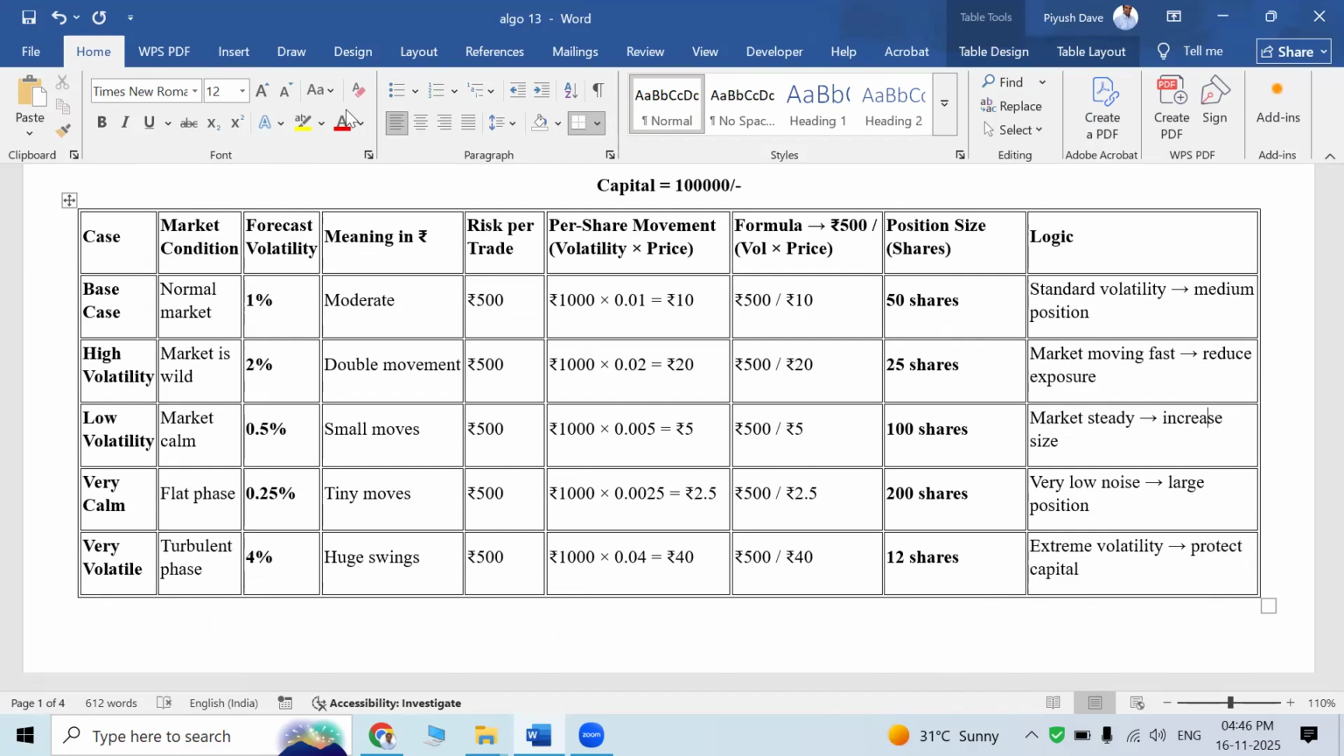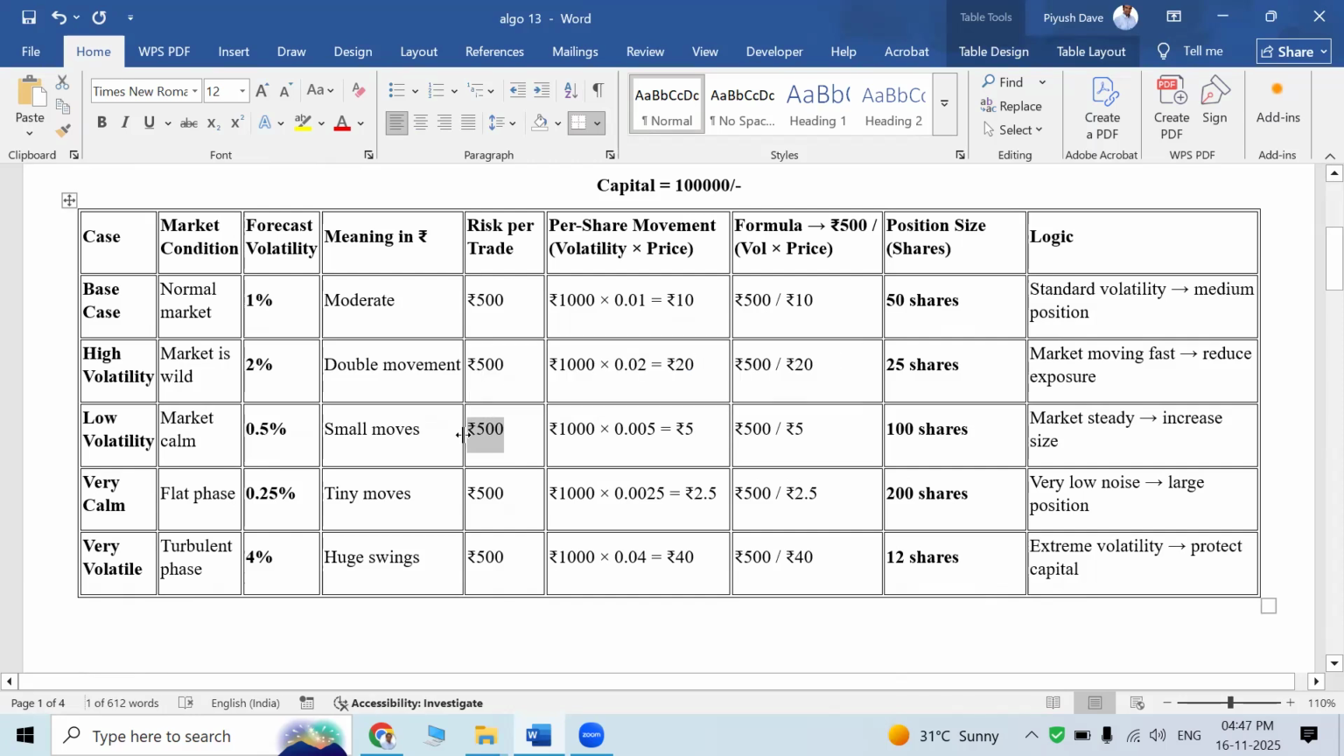Now coming to the lowest volatility, the market is very calm. Again we are going to risk only 500 rupees from 1 lakh rupees. The number of shares automatically increases because we have the lowest movement per share. See here, 1% volatility is 10 rupees of volatility, and if 2% volatility, that means 20 rupees of volatility.